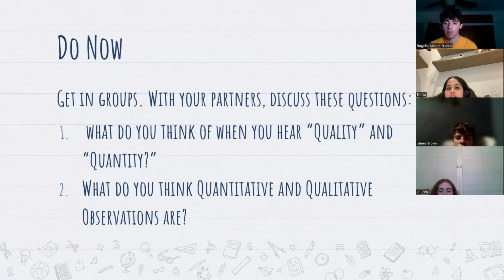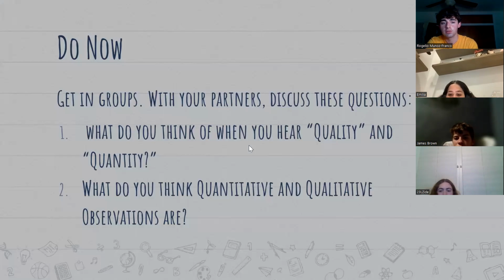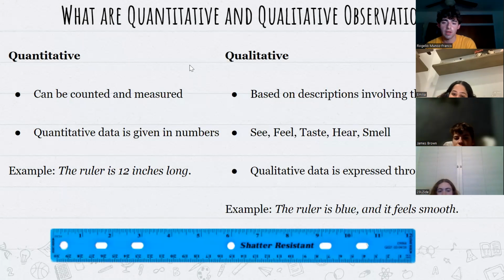Okay, so I think quality is more of like a descriptor, whereas quantity is an amount. So like a quantitative observation would be like there's 3 of the thing, and qualitative would be like the thing is red. Okay, great. And so that's exactly what I'm going to teach you guys today. So we're going to move on to the definition of quantitative and qualitative.